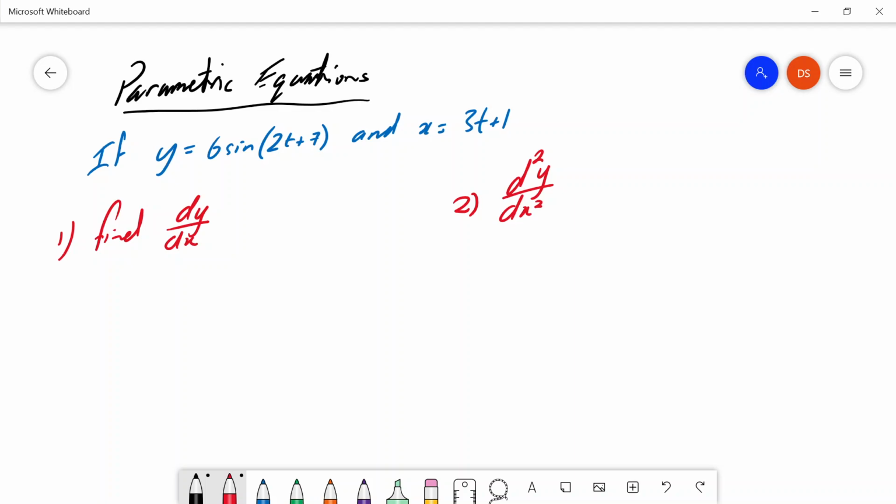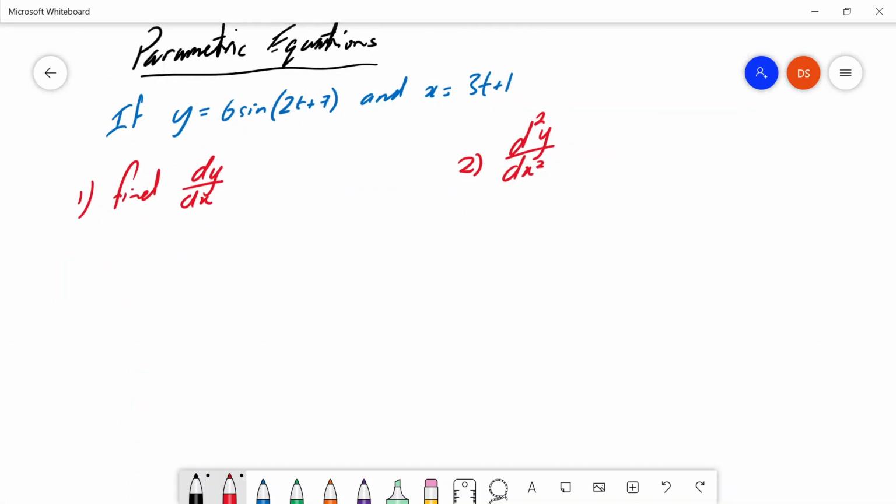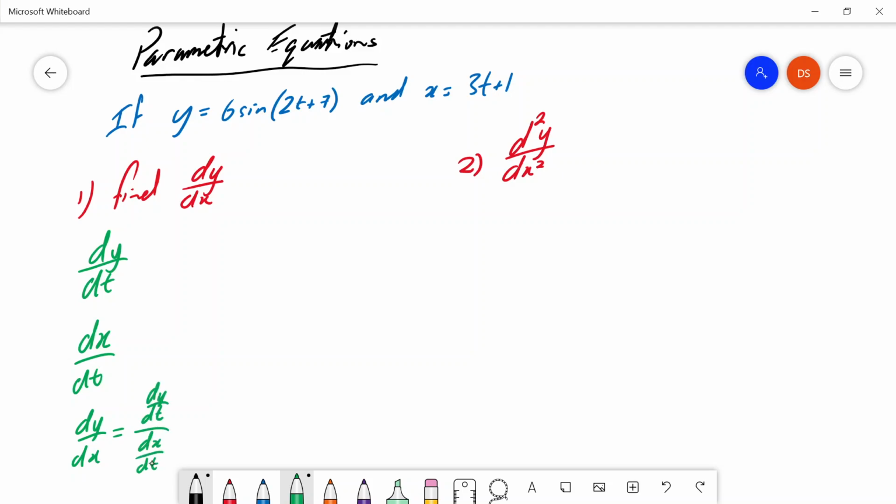I'm going to do these quite similarly. So, here we go. To find this one, we must find dy by dt, we must find dx by dt, and then ultimately we find dy by dx, which is dy by dt divided by dx by dt. This is how I like to write it. I feel it's a nice way to do it.